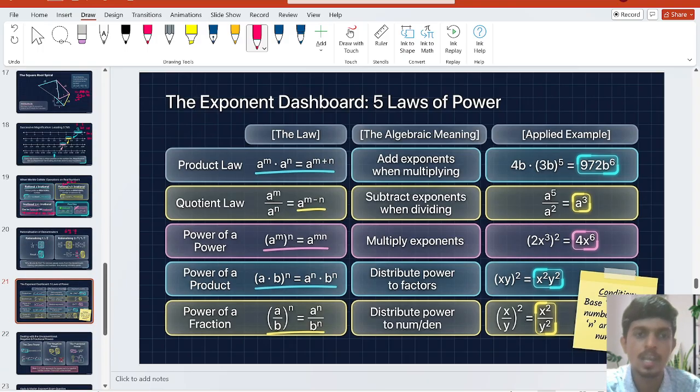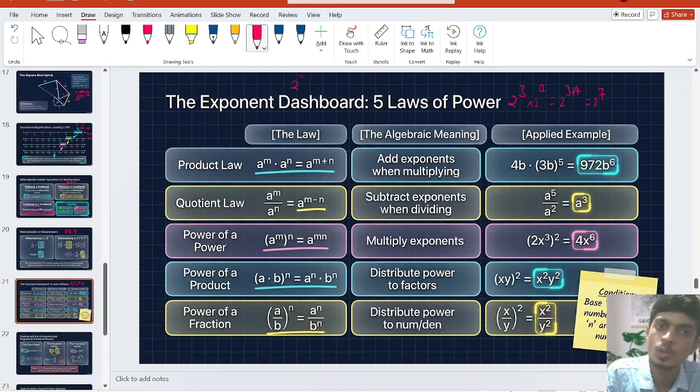Now the exponent laws, laws of powers. The first law is the product law: a to the power m into a to the power n. If the base is the same, then here you have to focus that the base is a. If you take 2 to the power 3 and 2 to the power 4, you simply add the exponents: 2 to the power 3 plus 4, you get 2 to the power 7. If you take 2 to the power 3 and 3 to the power 2, you cannot add them as 2 to the power 3 plus 2 or 3 to the power 3 plus 2. The base must be the same, a.